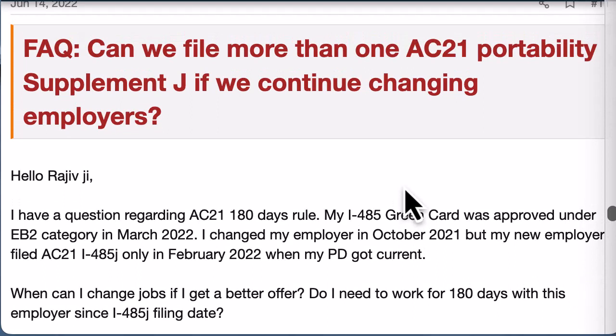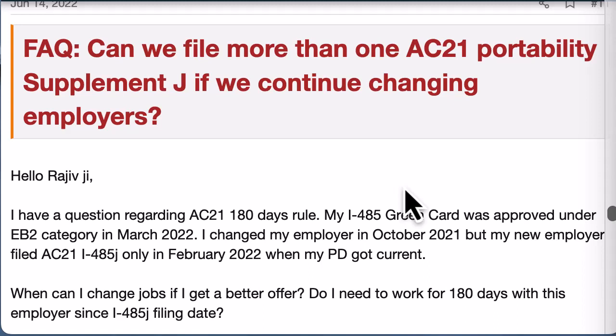Very smart questions too. Can we file more than one AC-21 portability supplement J if we continue changing employers? Yes. There is no limit on how many times you can change employers on AC-21 portability. So let's say my I-140 is approved, my 485 has been pending for 180 days, and my green card was filed by Microsoft. I decided to change jobs to IBM. As long as the jobs are same or similar, including a promotion, I can file a supplement J.